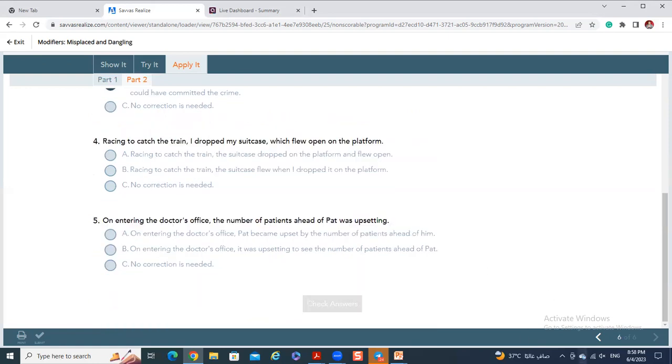Okay. Number four, Streamer Adam. Racing to catch the train, I dropped my suitcase, which flew open on the platform. The problem here is in racing to catch the train. A. Yes. Okay, number five, Engineer Taha. On entering the doctor's office, the number of patients ahead of Pat was upsetting.